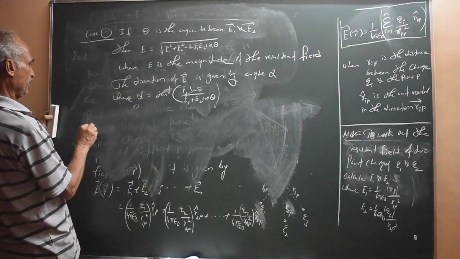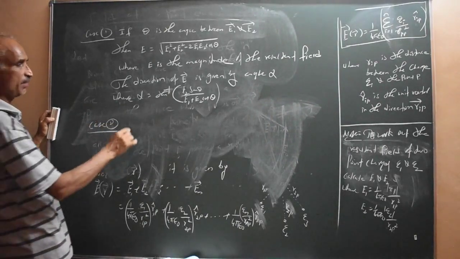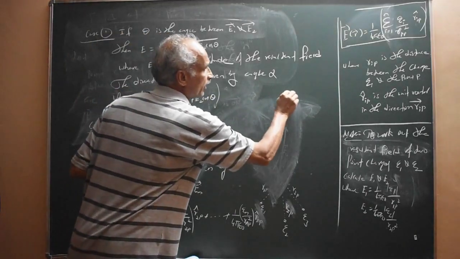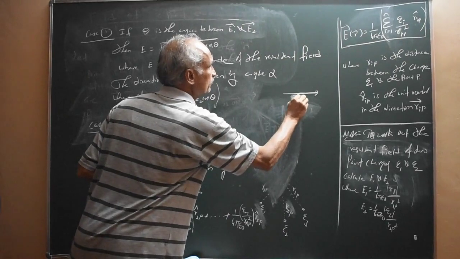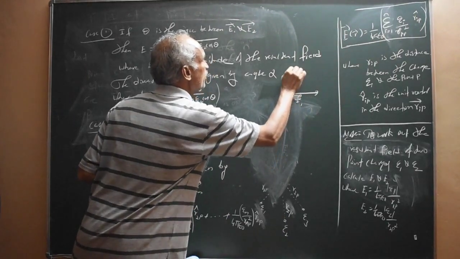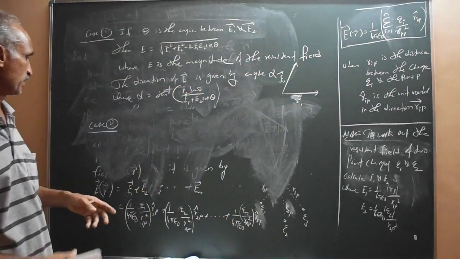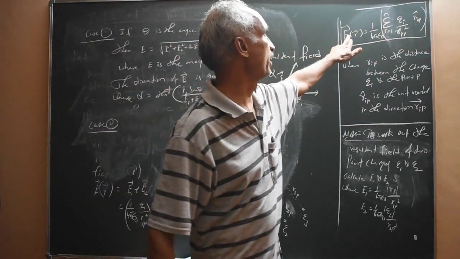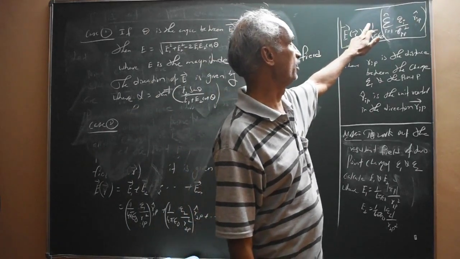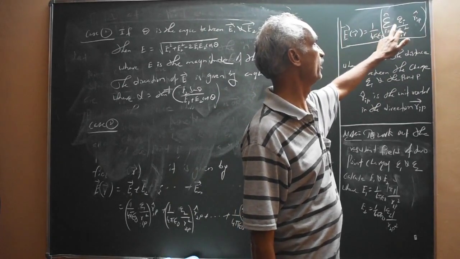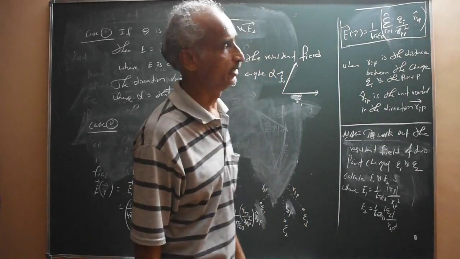Case 2. If E1 bar and E2 bar are in the same direction, I can show this diagrammatically like this. It is E1 bar and it is E2 bar. Even though the superposition principle says that E bar of R bar, the resultant field due to n point charges, is equal to 1 upon 4 pi epsilon, summation i running from 1 to n, Qi upon Ri P square into Ri P cap, that is the theory.